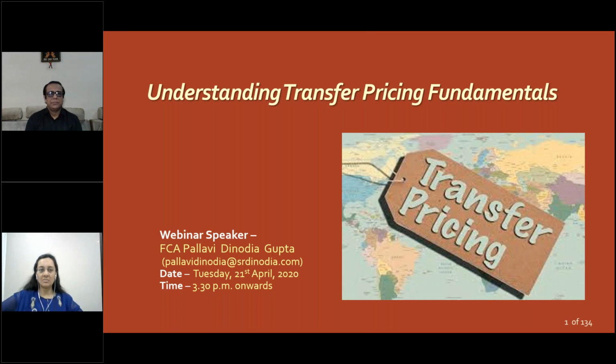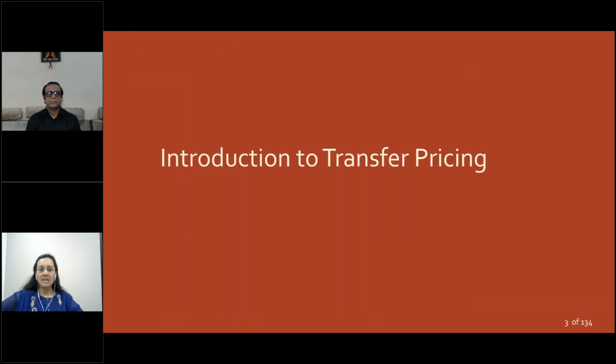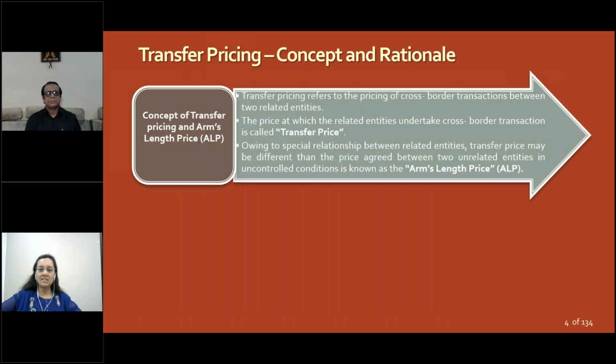So what is transfer pricing? Transfer pricing is a price between two related entities in a cross-border transaction. Cross-border means that one company is in India and one company is outside India. So for these transactions, the price at which they transact is called a transfer price.